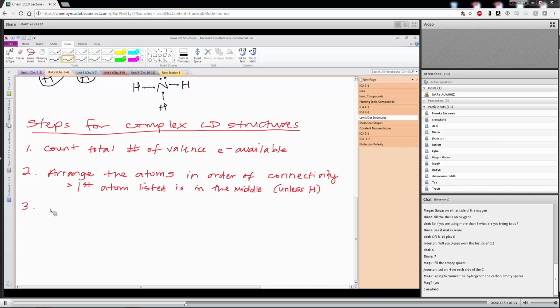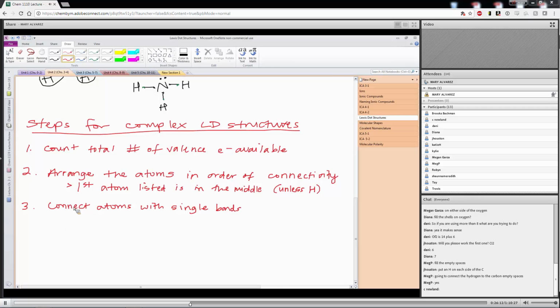And step 3, we're going to connect these atoms that we just arranged with single bonds. That is, the central atom will have a single bond to each exterior atom. If they're not bonded together, then they're not part of the compound. So it's important that they each have at least one bond to the middle. So that's just 2 shared electrons here. So we connect the central atom with a single bond to each exterior atom.